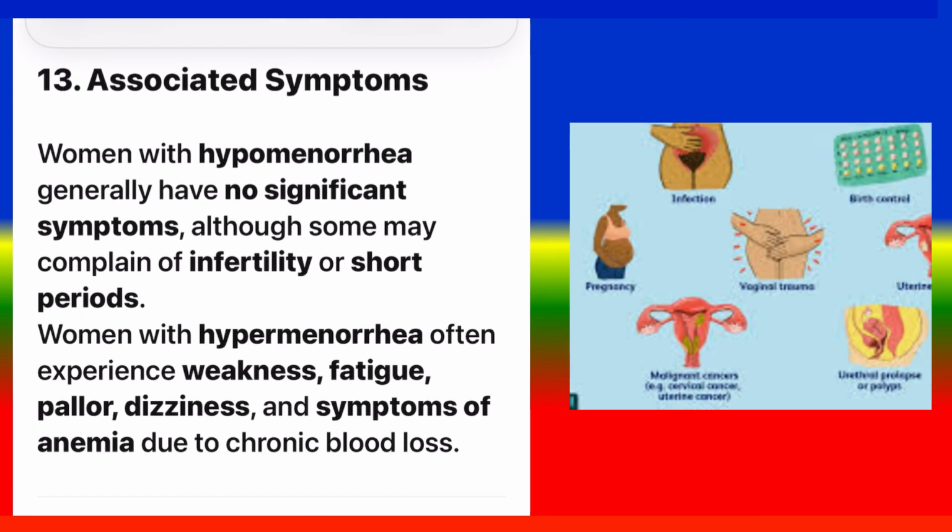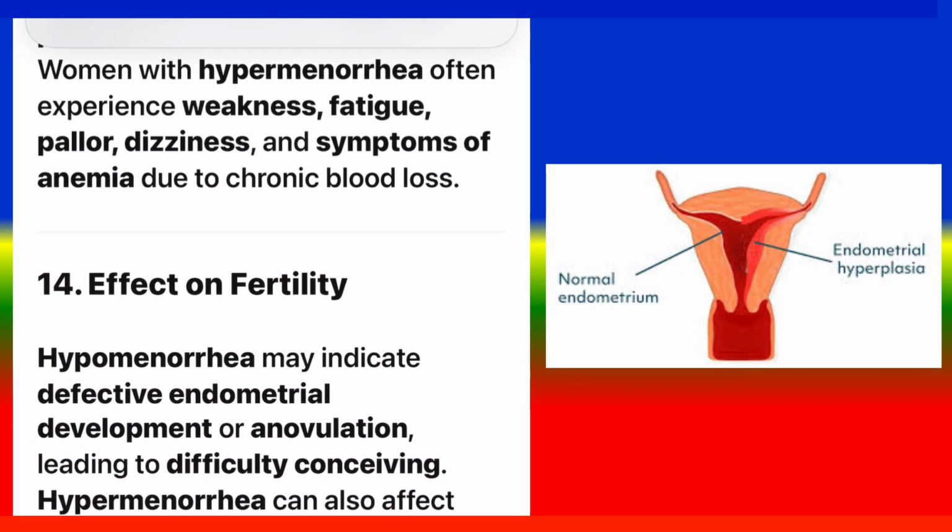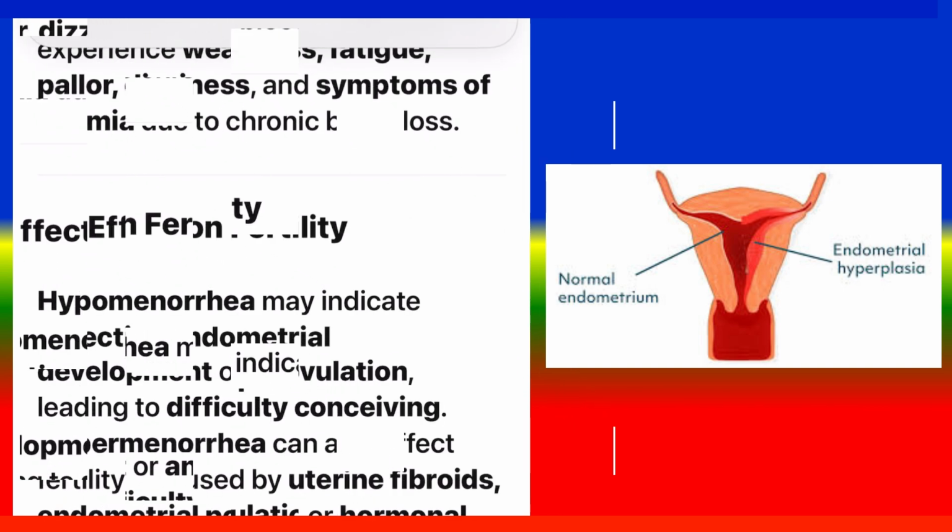13. Associated symptoms. Women with hypomenorrhea generally have no significant symptoms, although some may complain of infertility or short periods. Women with hypermenorrhea often experience weakness, fatigue, pallor, dizziness, and symptoms of anemia due to chronic blood loss.